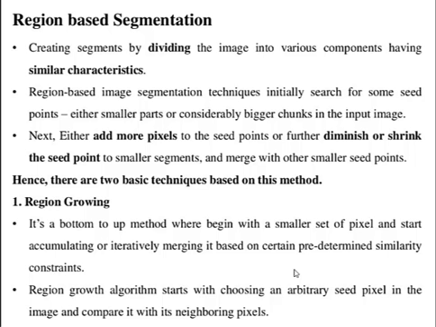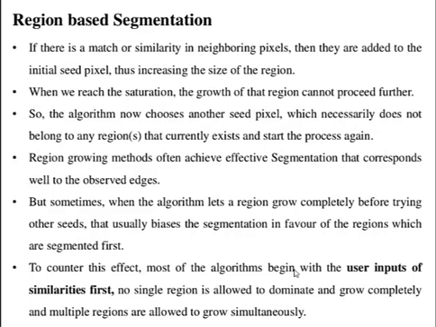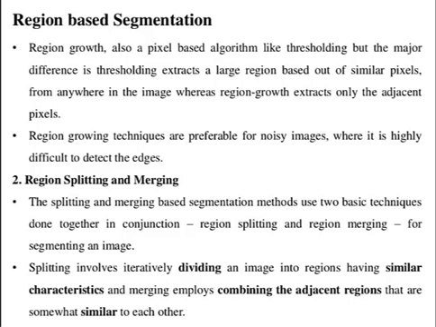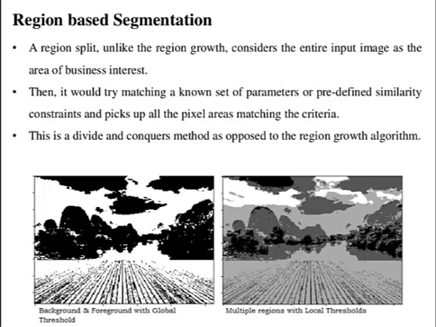Now region based segmentation, we can do this by dividing the image into different components having similar characteristics. See over here, this is the image found with global threshold, and this is found with local threshold, and with local threshold we have several multiple objects with clouds and also the sky texture. But here we have a totally black and white image.